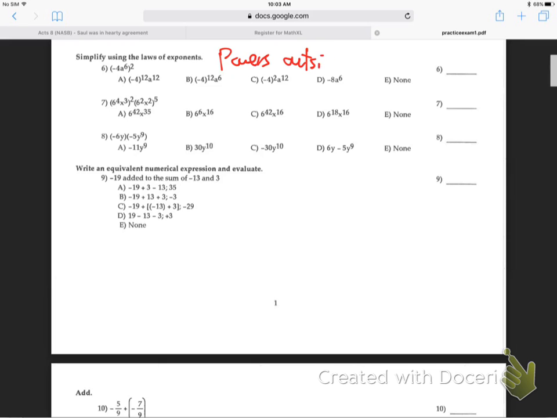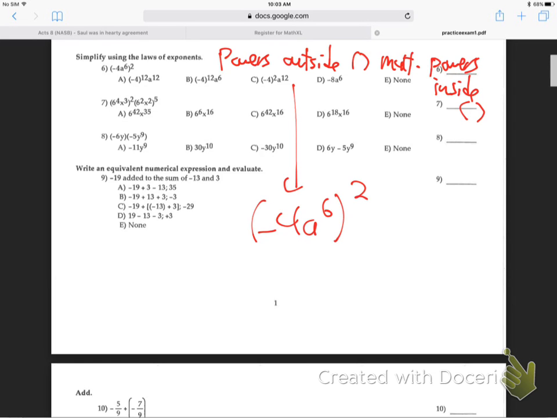Powers outside parentheses, multiply powers inside parentheses. Okay, so what does that mean now? Let me bring it down here where I've got a little more room. So -4 a to the 6th. And if you need more room, then go ahead and bring scratch paper tomorrow, and use whatever room you need. So, okay, remember there's a 1 power here. Don't forget that, right? So it's going to be 4 to the 2nd, a to the 12th.